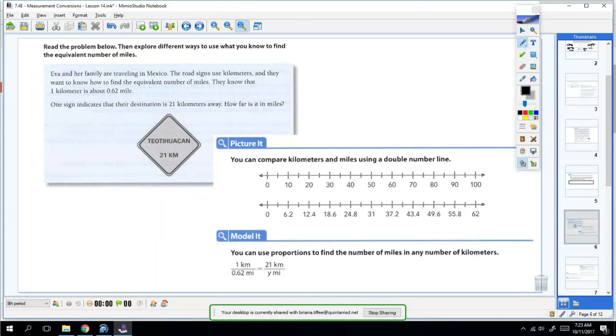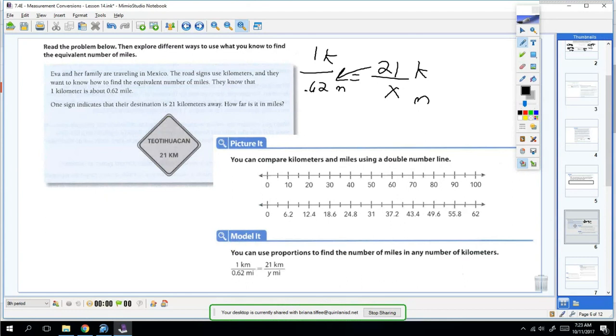So first thing you're going to do is set up the ratio that they gave you. So for every 1 kilometer, it is 0.62 miles. And so then you're trying to figure out 21 kilometers. The reason why you put your units like this is because you want to line them up. So kilometers would go on top and miles would go on bottom. Well, I don't know these miles, so you put an X. So you're going to cross multiply.